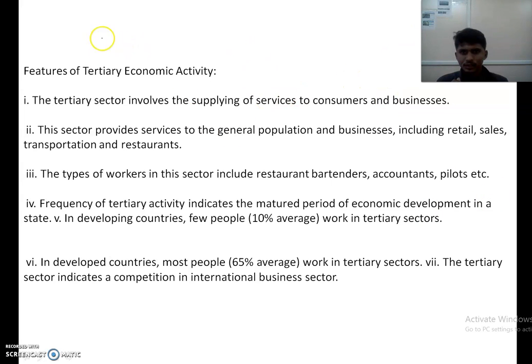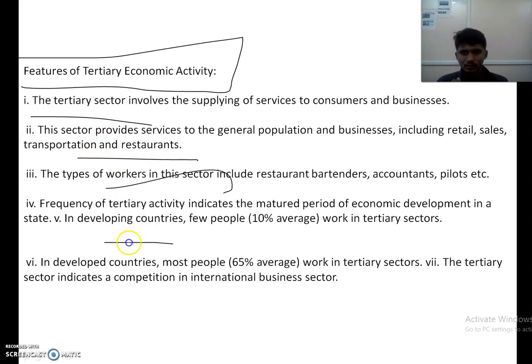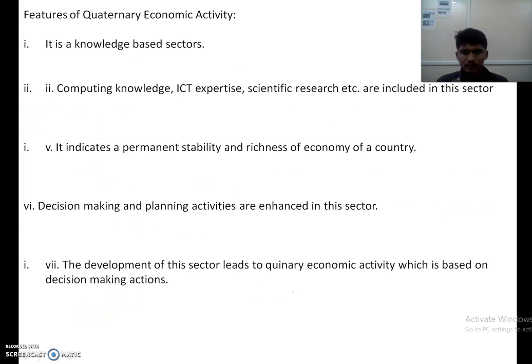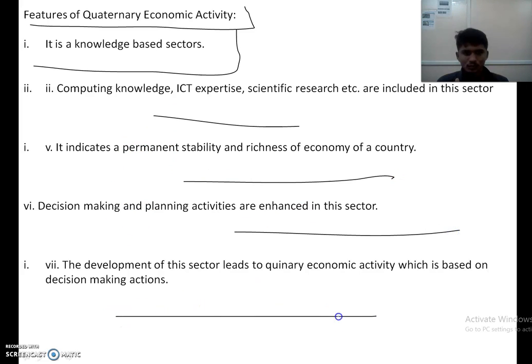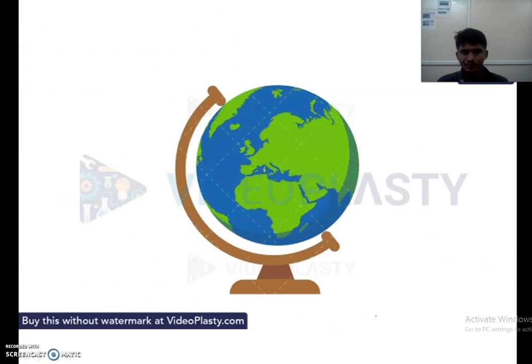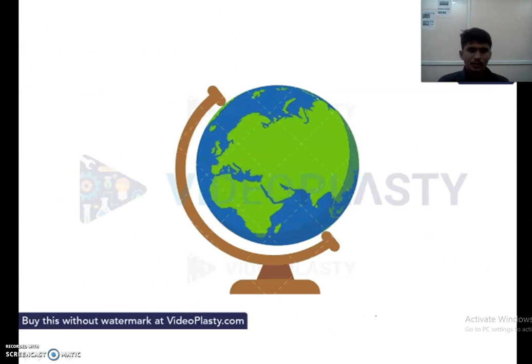Then next is tertiary economic activity, first, second, third, fourth and fifth. Last is quaternary economic activity. It is a knowledge based sector. I already discussed quaternary and quinary, primary, secondary and tertiary also. So remember this.